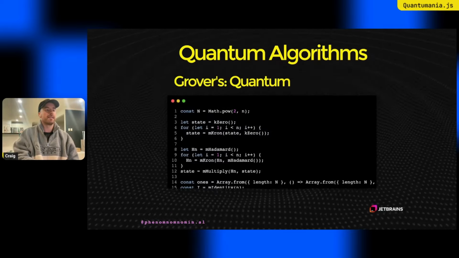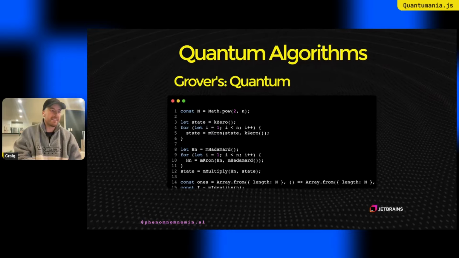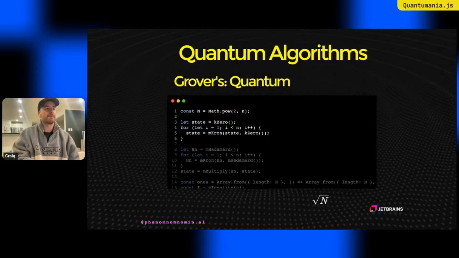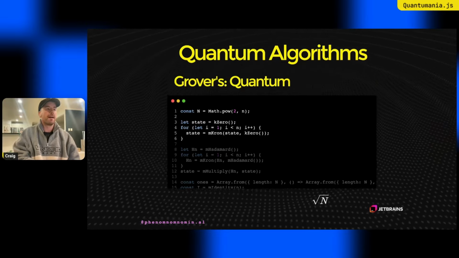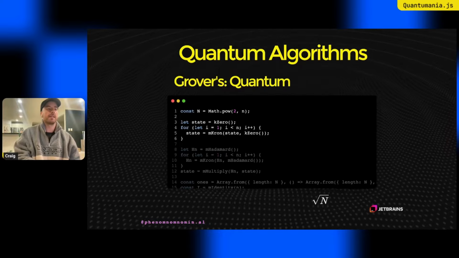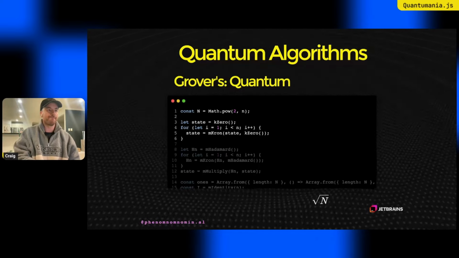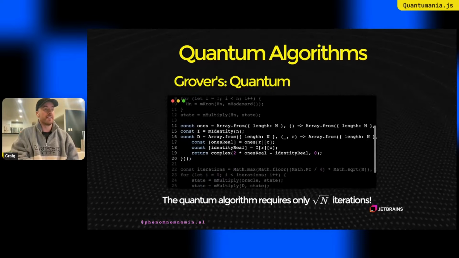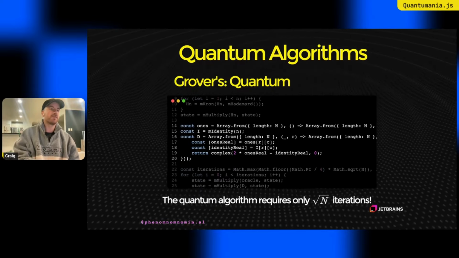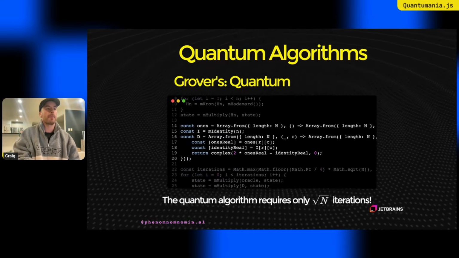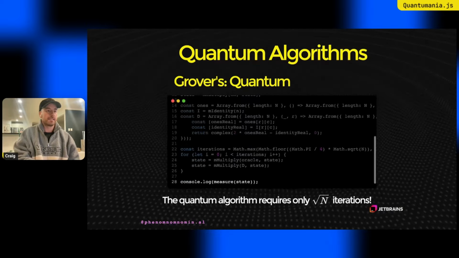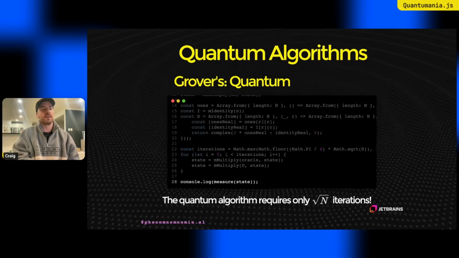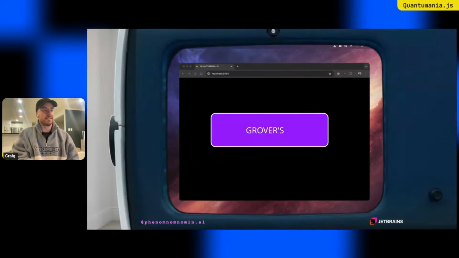And again, to run this in our simulation, we have to do that thing in our JavaScript code. So we set up some initial state. We apply the initial transform to get into the quantum superposition. We then run the quantum algorithm square root of n times, again, much more efficient than the non-quantum version. And we measure the state at the end to find out the result of our search. Let's see if we can run Grover's and get some more locks open.